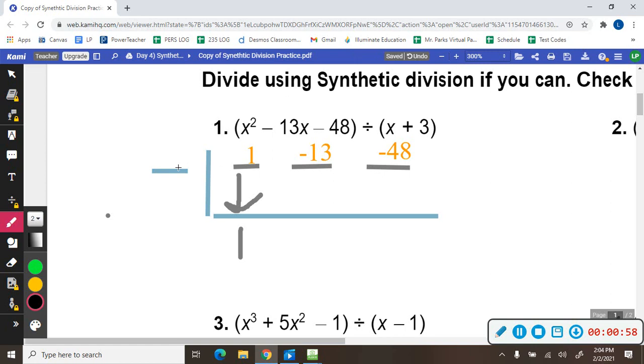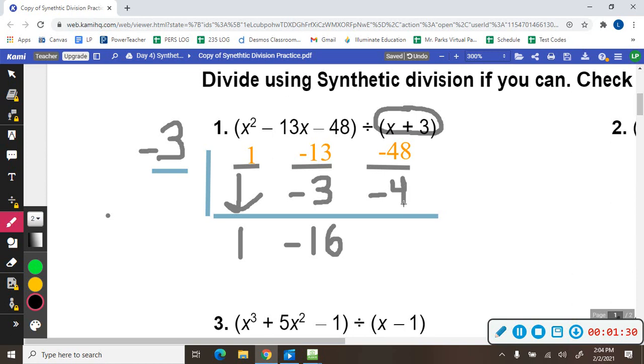And then what number goes here? It's always the opposite. So instead of plus 3, you're going to put negative 3. You take negative 3 times 1, that's negative 3. You add negative 13 plus negative 3 is negative 16. You multiply, negative 3 times negative 16 is negative 48. Or actually it's positive 48. You add, you get 0. So this is your remainder.